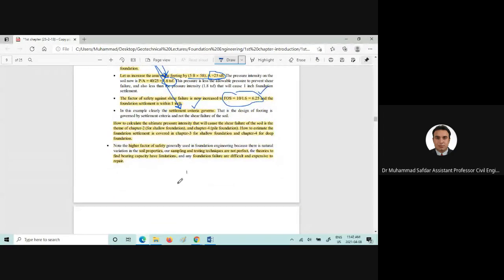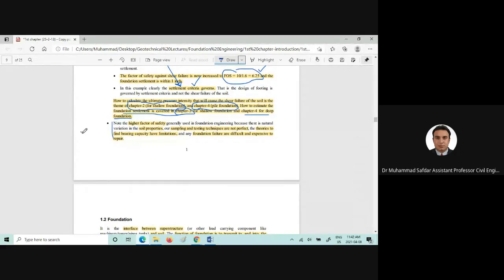Now, how to calculate the ultimate bearing capacity, which will cause the shear failure of the soil, will be discussed in chapter number 2, which is related to the shallow foundation. In chapter number 4, we are going to discuss the deep foundations, and how to estimate the foundation settlement will be covered in chapter number 3. Chapter number 4 will also discuss the settlement of the deep foundations.